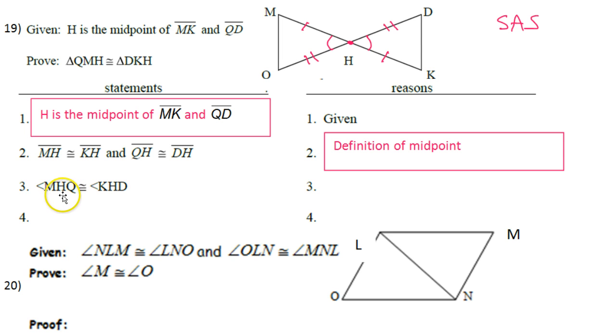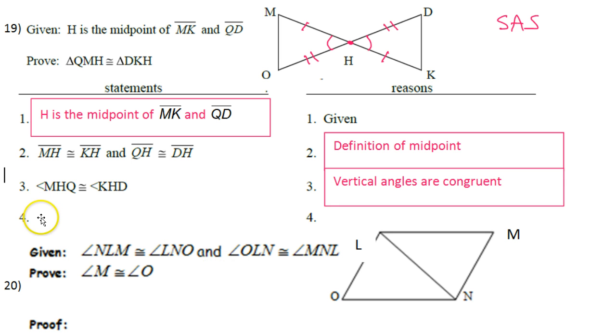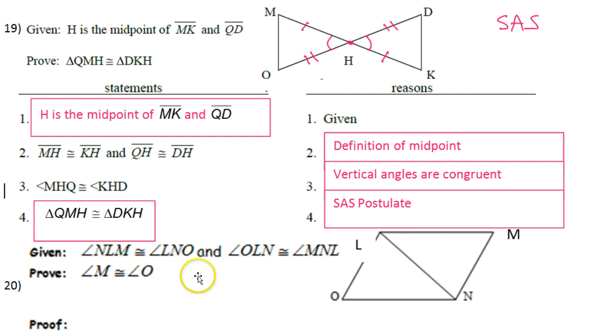Now, angle MHQ is congruent to angle KHD. And we said that these two angles are congruent because they're vertical angles. So you can either write the vertical angle theorem, or you can write vertical angles are congruent. Now, the last statement has to be the thing that you were trying to prove. So let's just copy this down here. Okay, now of course the reason will be the side angle side postulate, as we discussed a moment ago. Okay, so that's it for number 19.